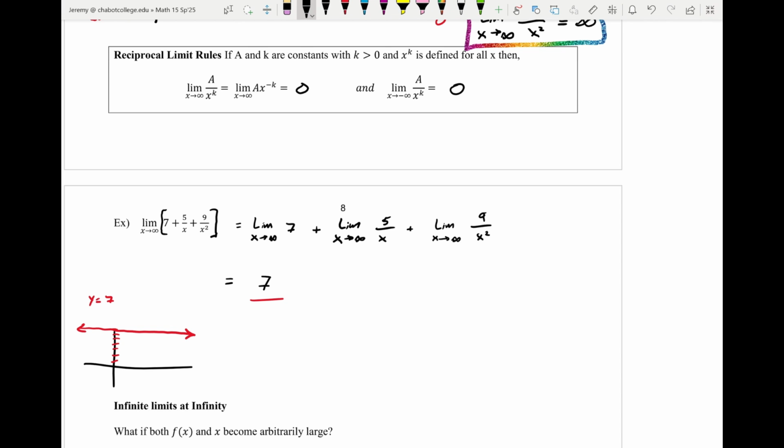Moving on, what about the limit as x approaches infinity of 5 over x? Well, this is in this form, right? This is just 5, in the form a over x to the first power. And you can imagine doing a table of values. What's going to happen to the value of this as the denominator gets really, really big? It's going to go to 0. Okay, turns out the same thing happens for this last limit here. That also goes to 0. So this limit is just going to be equal to 7, and that'll be our answer.